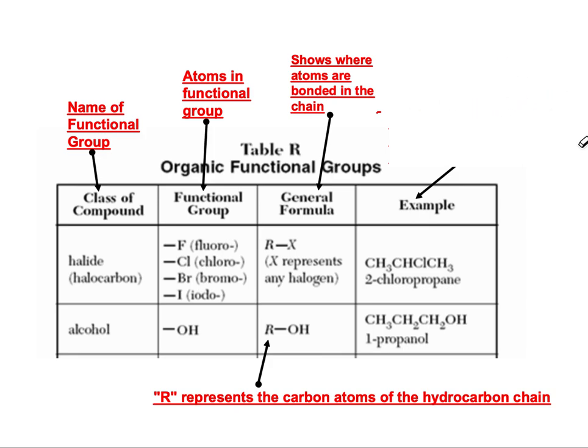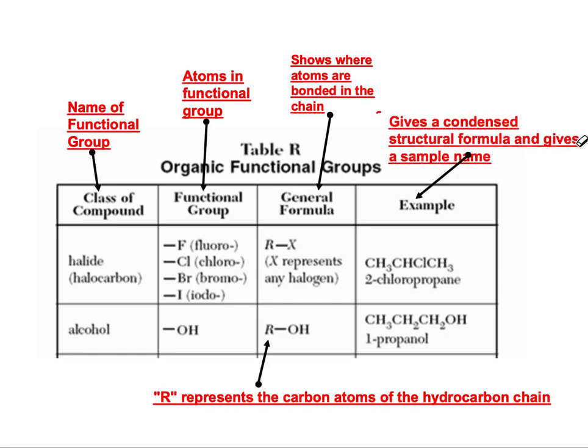Okay. Lastly, the example is nice and easy. It just gives you a condensed structural formula and a sample name. What I want you to pretty much pay attention to is the condensed formula and structural name, and then the general formula. Those are going to be your best friends because this is what's going to help you name the things. You don't have to memorize how to name a halide or an alcohol or any of the other compounds. It's right here in table R.